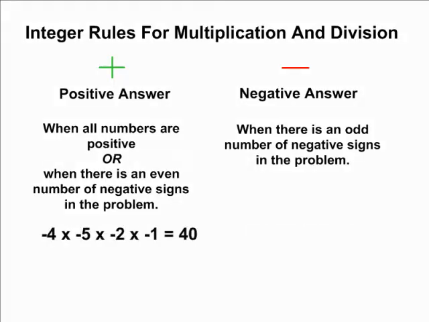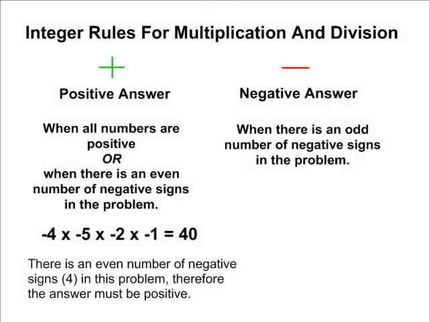Sometimes you will be given a problem when you will have to multiply more than two integers, but the same rule will still apply. Let's take a look at this example. There are 4 negatives in this problem, and because 4 is an even number, the rule states that our answer will end up being positive.